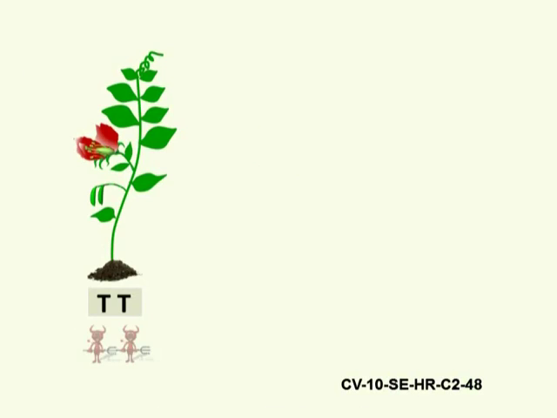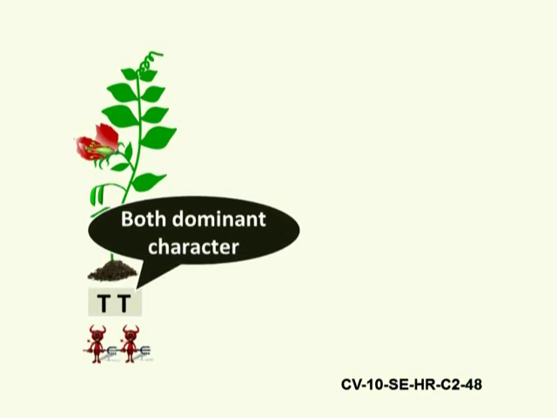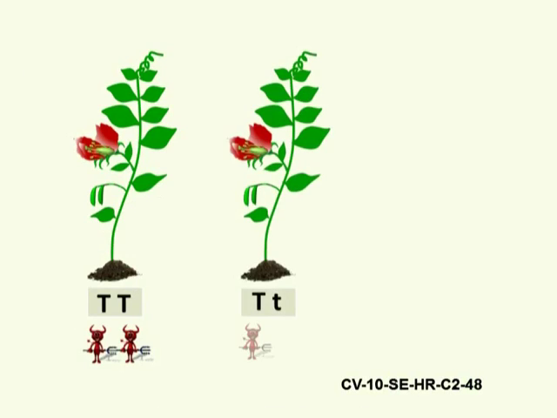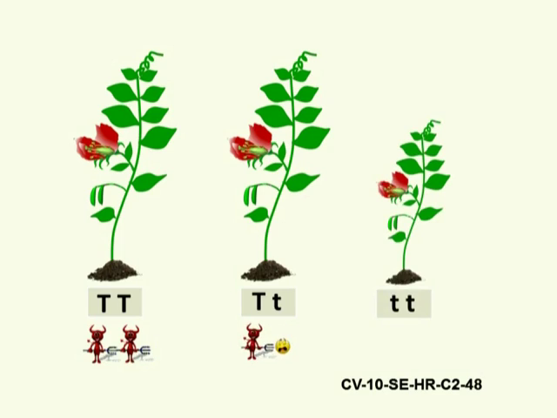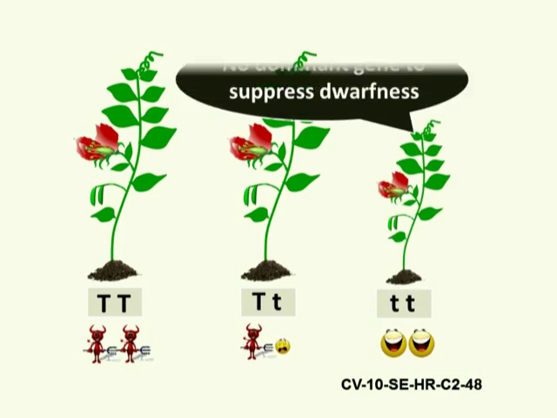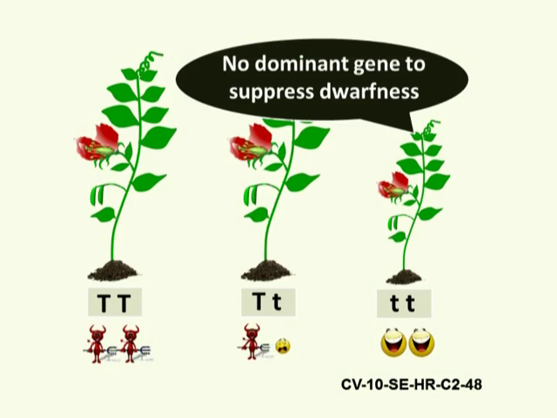Hence, capital T capital T, both dominant characters, shows tallness. One capital T suppresses the dwarf character, that is small t. By this time you would have guessed why small t small t is a dwarf plant. Here there is no dominant gene to suppress dwarfness.